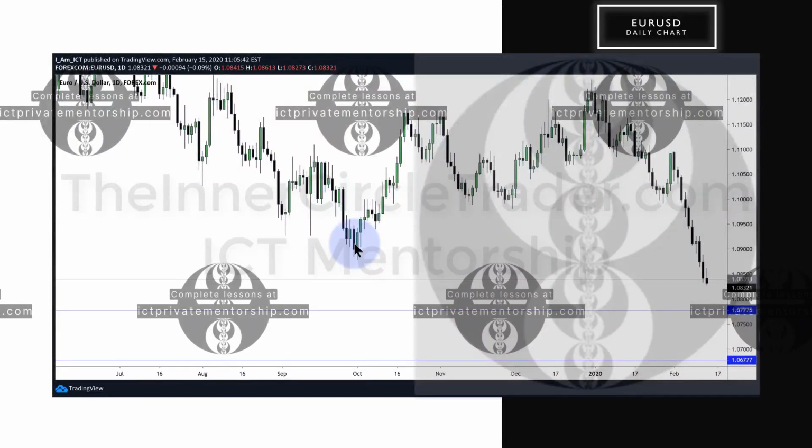Price is algorithmically delivered. That means price is going up and down whether there's a buyer or seller at that price. Let me say that again: whether there's a buyer or seller at that price or not. The algorithm is facilitating the opportunity for smart money.